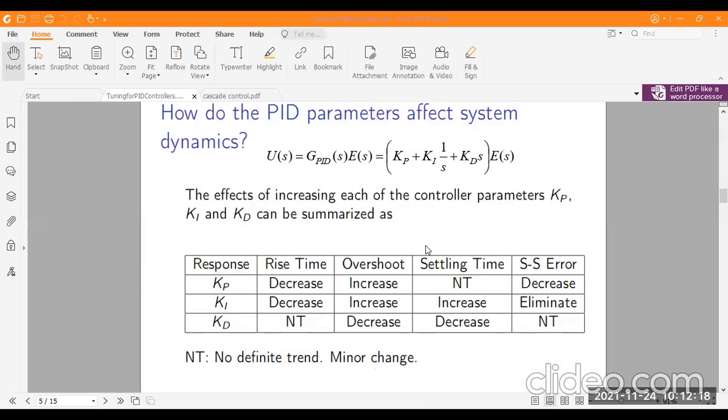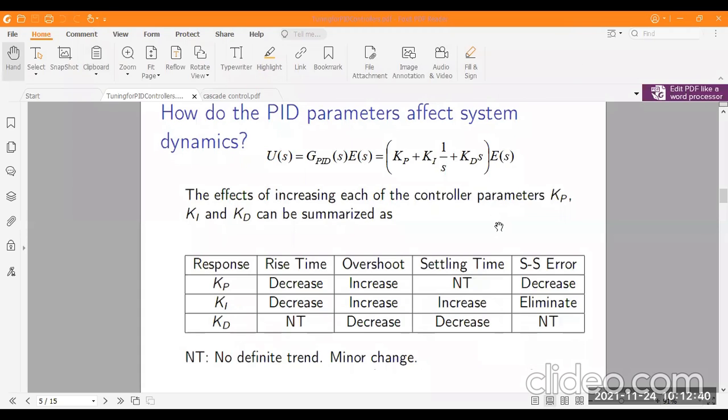Okay, so right now, is my slide visible to you all? Slide is visible? Abhijit?